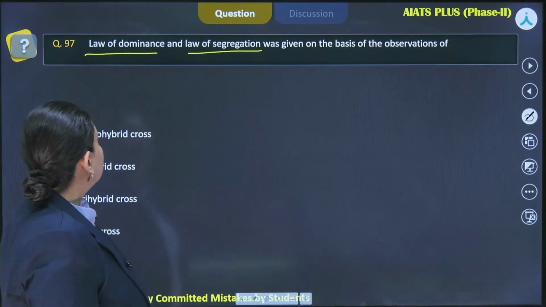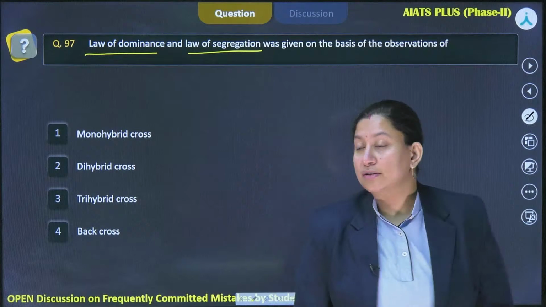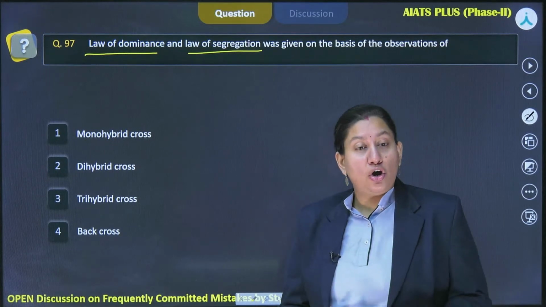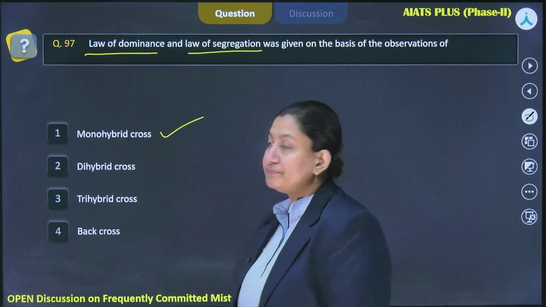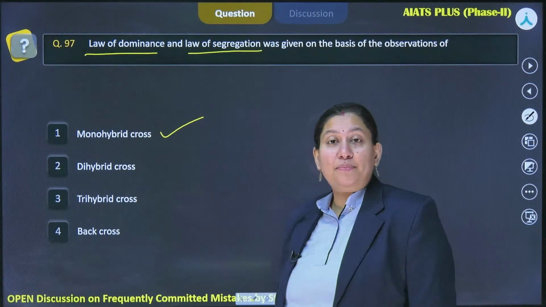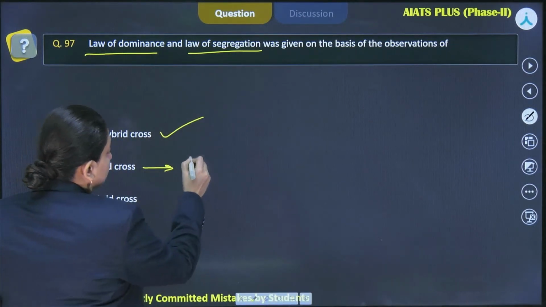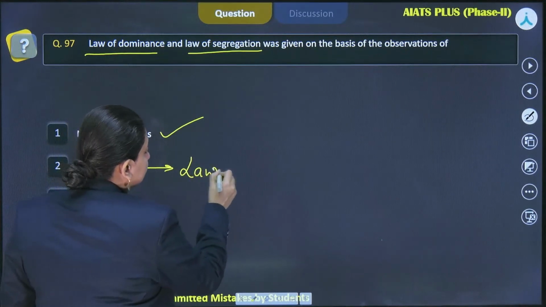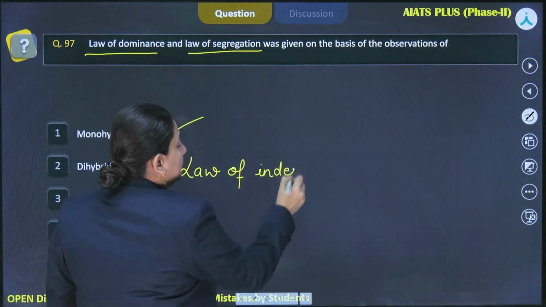So if we get back to the question, it says that on the basis of the observations of which type of cross the law of dominance and the law of segregation were proposed. So it was because of the monohybrid crosses. If we talk about the dihybrid crosses, they helped in the proposition of the law of independent assortment.